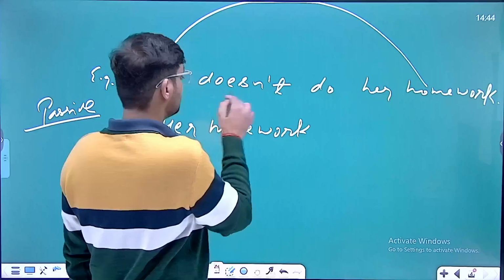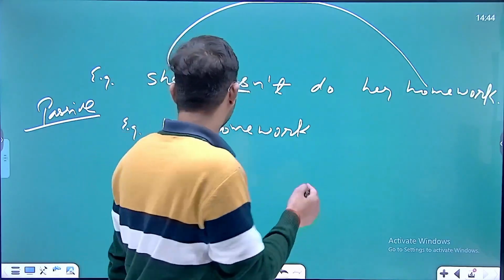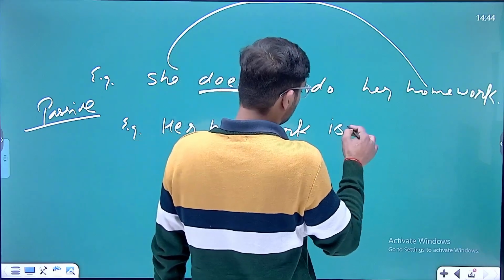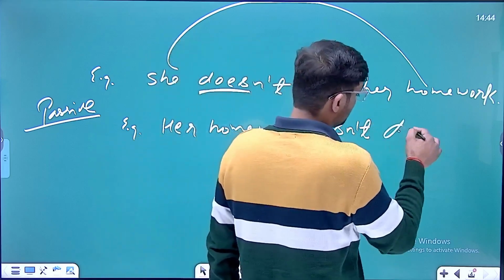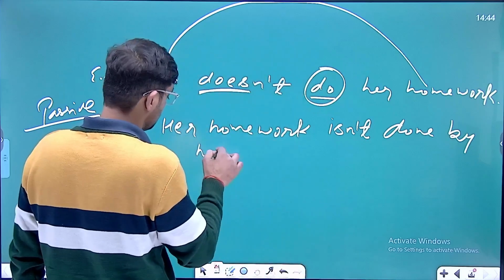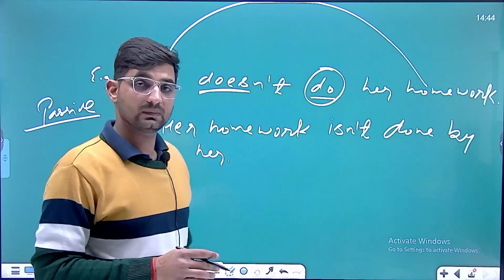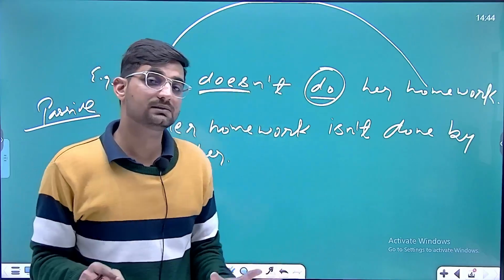Now look at the verb. It is the first form of the verb. So we'll write isn't. Okay. Now we'll write the third form of the verb. Isn't done by her on time. Okay. Understood? I hope you understood it very well. It's very simple to change any sentence from active to passive.